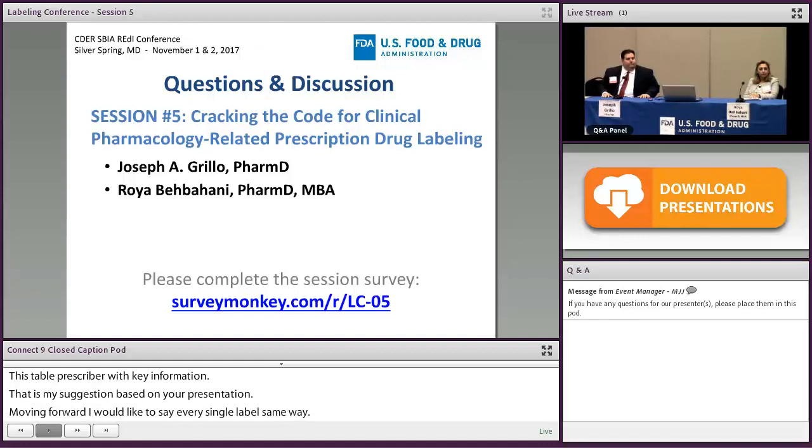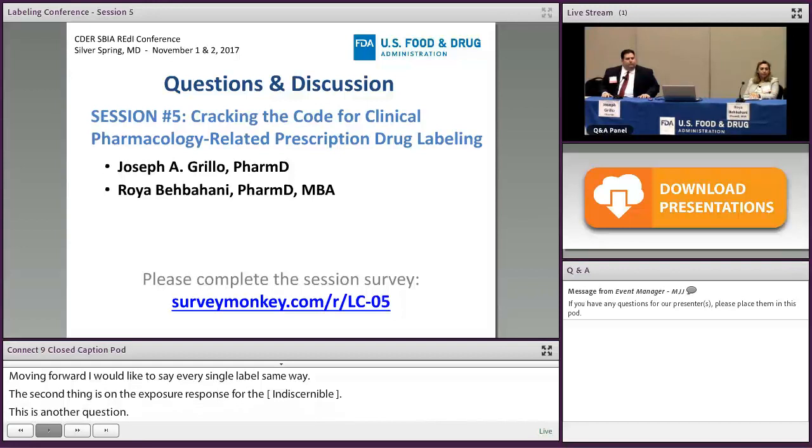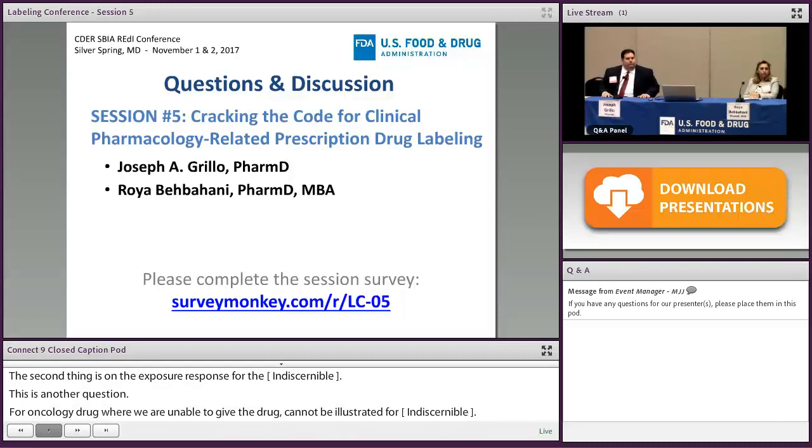So this is another question. For an oncology drug where, if the drug cannot be administered to healthy subjects, we cannot do a thorough QTc study using moxifloxacin and so on. So we have to do a study in cancer patients.